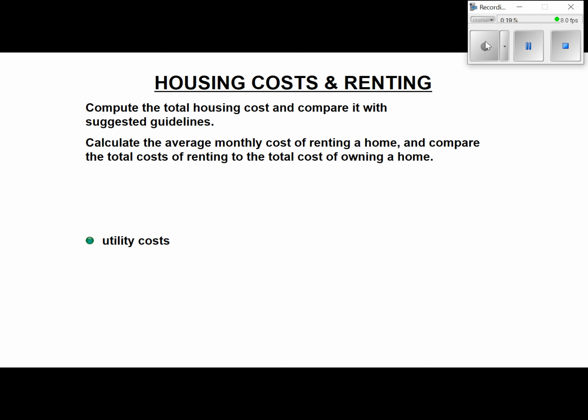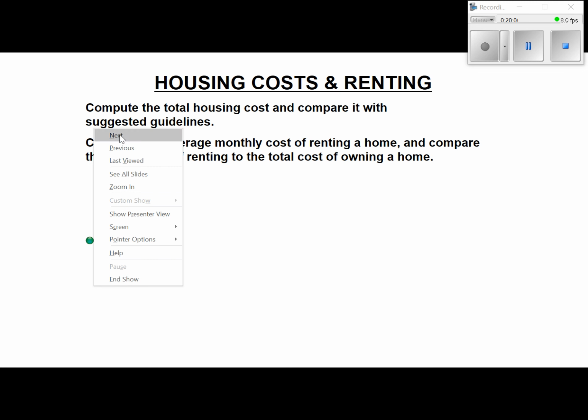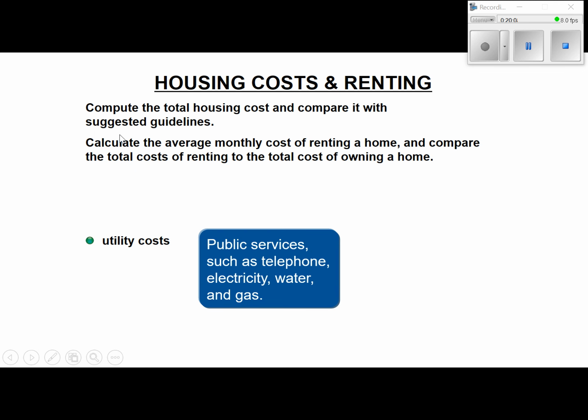Last thing that we're going to cover in this video, housing cost and renting. One thing you have to take into consideration when you're looking at your housing cost is your utility cost, whether you're renting or you own the house. Your public services: trash, telephone, which is not as big as it used to be, but electricity, gas, water, sewage. You have to take all that into consideration.